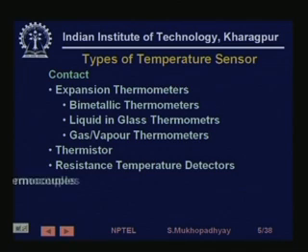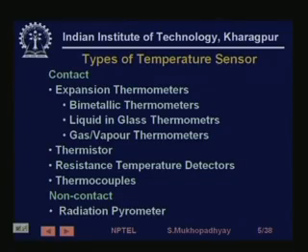Apart from that, there is something called thermocouples, which basically rely on the fact that thermoelectric EMFs are generated when one of the junctions of two dissimilar metals is put into a high temperature. That EMF is measured and used as an indicator of the temperature of the so called measuring junction. We will look at all this.